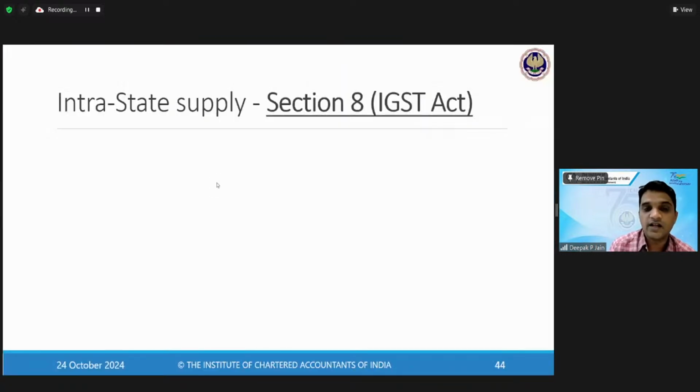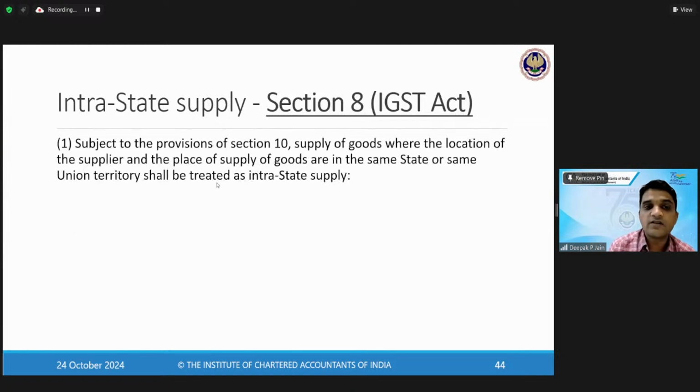Now, what is an intrastate supply? Subject to the provision of section 10, supply of goods where the location of the supplier and place of supply are in the same state or same union territory shall be treated as intrastate supply. What is section 10? We have read the initial part of this chapter.